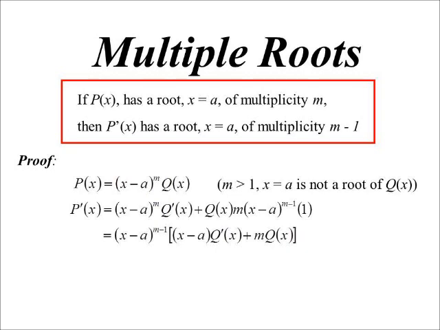So let's have a look at that second factor. Well, we know when we substitute a into x minus a, that part's going to be 0. But what about the m Q(x)? Well, m is just a constant number. Q(x), well, we said up here that a is not a solution of Q(x). So we know it's not going to be a factor of this second one, R(x). So yes, we can write it as (x minus a) to the power of m minus 1 times R(x), and we know x equals a is not a root of R(x). So thus we have proven our idea.